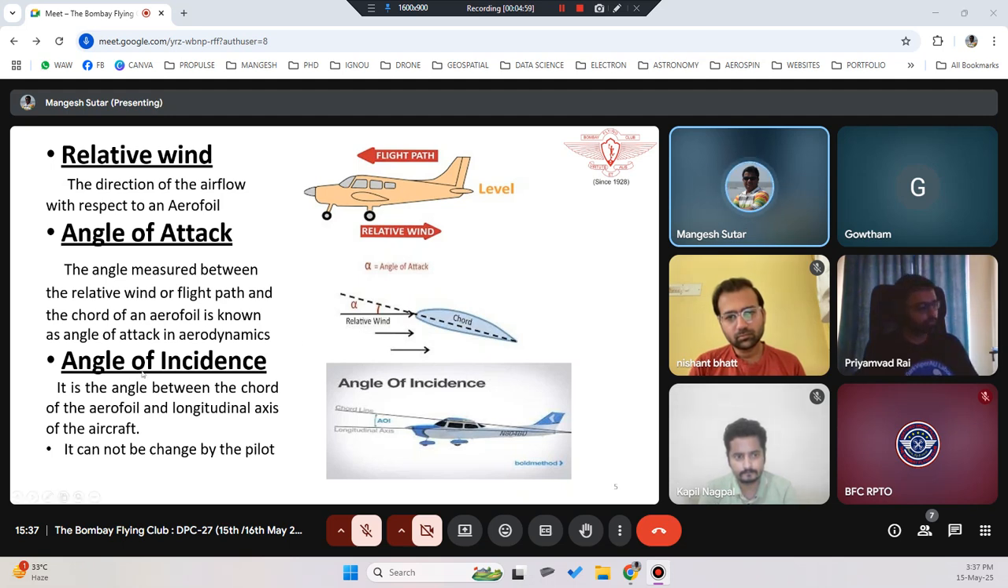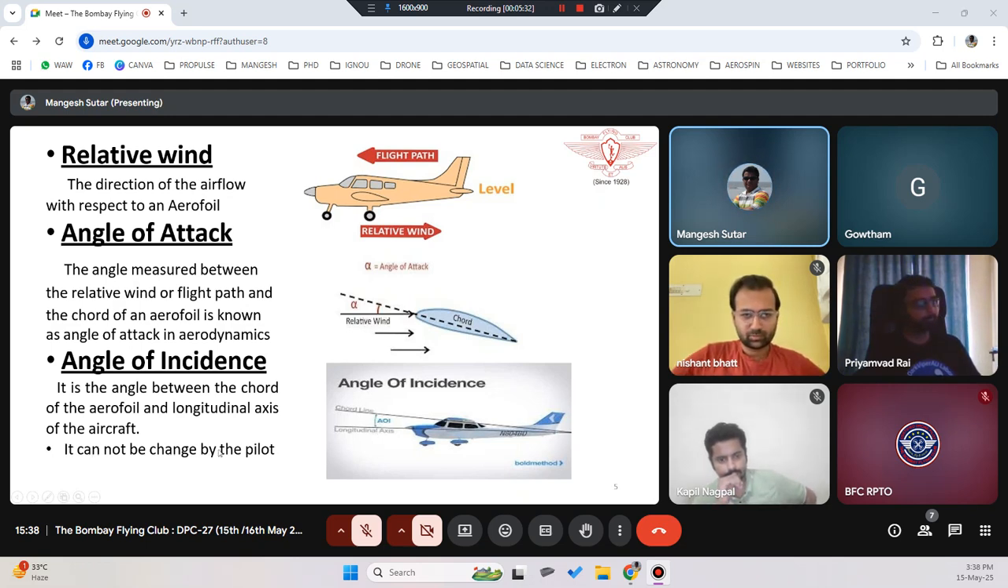Whereas angle of incidence is the angle between the chord line of the aerofoil and the longitudinal axis of the aircraft. The chord line is with respect to the wing. Now, what is the longitudinal axis? From the nose of the aeroplane to the tail, that straight line is called the longitudinal axis. If we create an angle between them, that is called the angle of incidence.